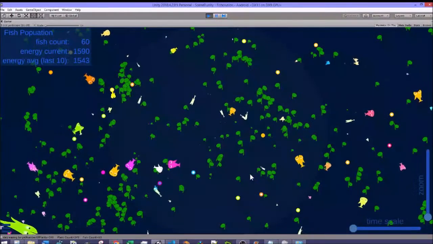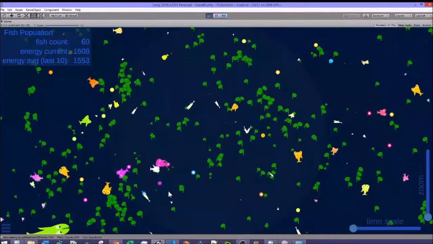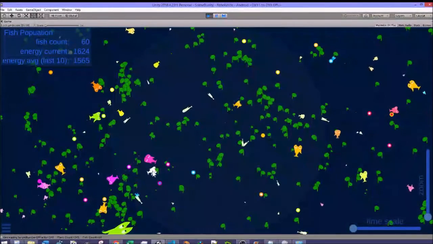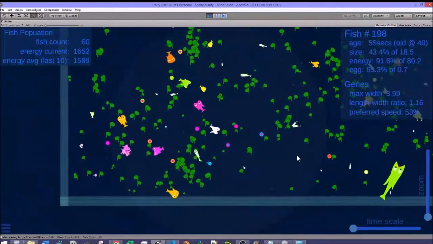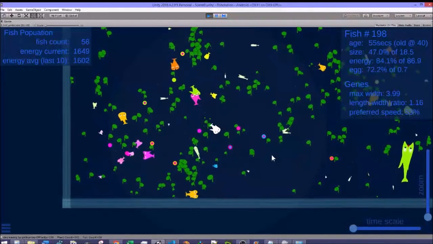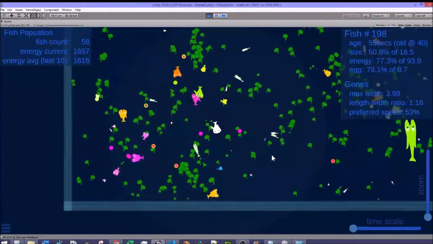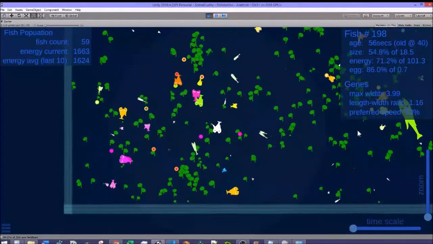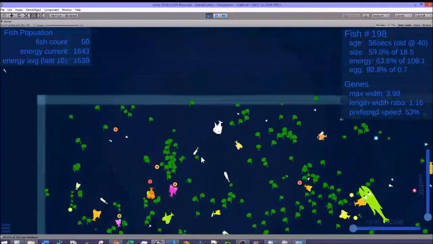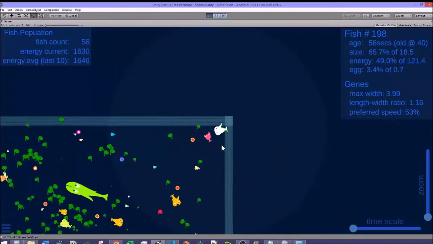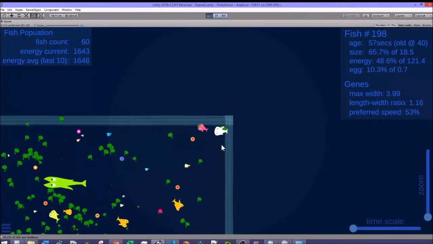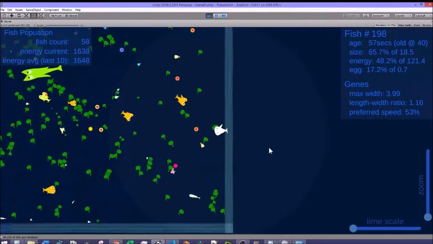But you will notice, oh, there's one swimming backwards. Look at that. Swimming backwards slowly, but he's swimming backwards. Maybe his preferred speed is 53. Oh, there he goes. What in the world? Wow. That is a real bug. I have never seen that happen before. That is crazy.